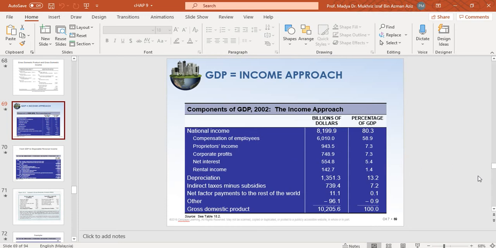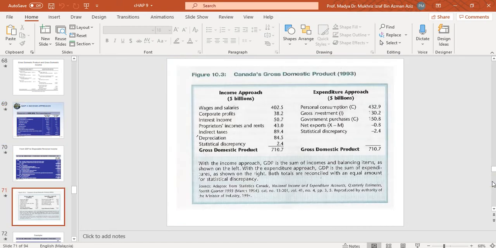So the goal for this video is for you to be able to distinguish between the three methods: the income approach, what are the components inside, what you need to add and what you need to subtract, and also the expenditure approach, the one that we learned last week. And finally the production approach, where the thing that you need to highlight is the issue of double counting.